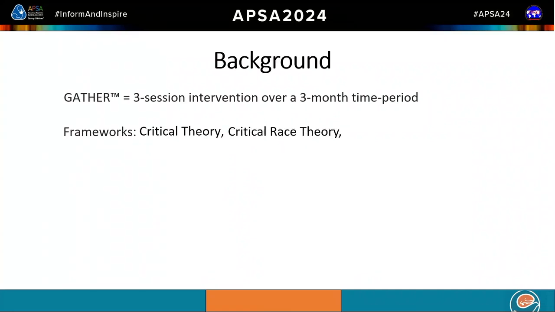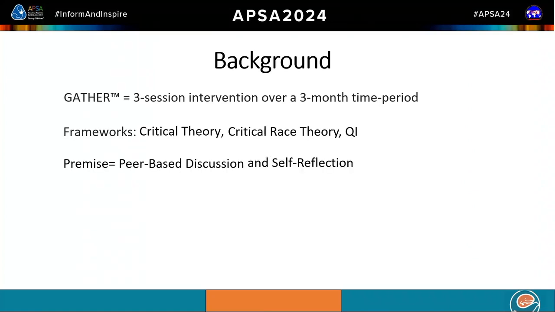Critical race theory, which uses a multidisciplinary approach to understand race, racism, power, and the structural inequities in everyday life. And then QI, which really emphasizes action-oriented learning and targeting areas of improvement through data collection and trends over time. The premise for Gather was for it to be peer-based discussion and to also utilize some self-reflection.